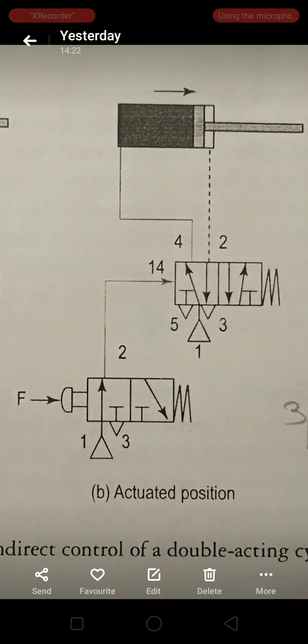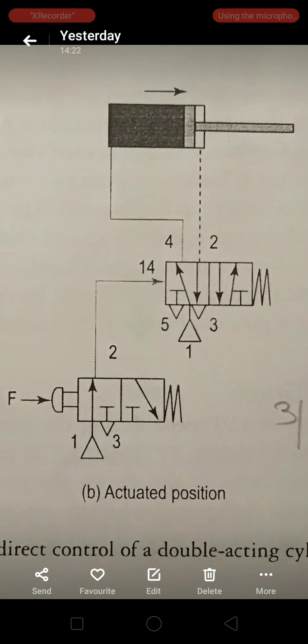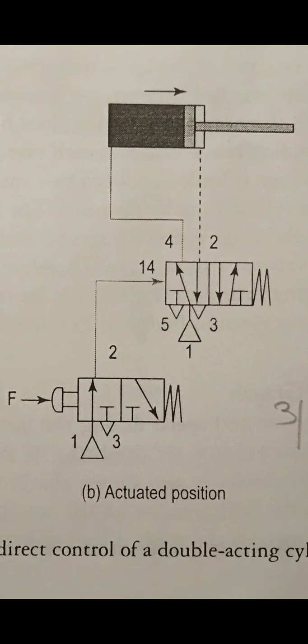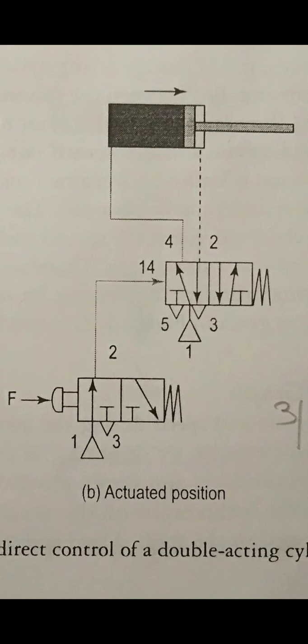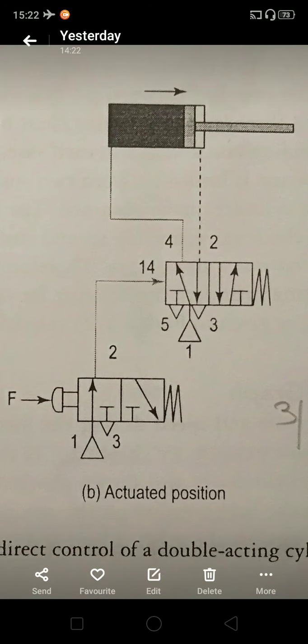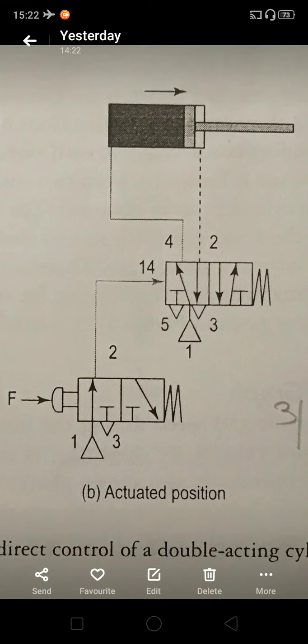So one 5x2 DC valve will start operating. Port 1 is connected to 4, and 4 is connected to the left side of the piston, so it will give push or thrust to the piston. So the piston will move towards the right side, and from the right side port of the piston, there is a number 2 working port, which is again connected to the number 3 exhaust port.